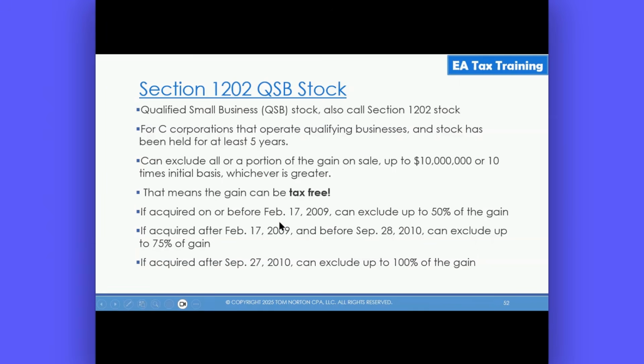Now you can see there are these special rules for these time periods. If the stock was acquired before February 17th of 2009, then you can only exclude 50% of the gain. If it was acquired between these two dates, this short period of time in 2009 and 2010, then it's 75% of the gain. And if it was acquired after September 27th of 2010, you can exclude up to 100% of the gain. So again, you want to know it for the exam, of course, but if you have any clients who have this, they will love you for telling them about this because this is a fantastic deal.